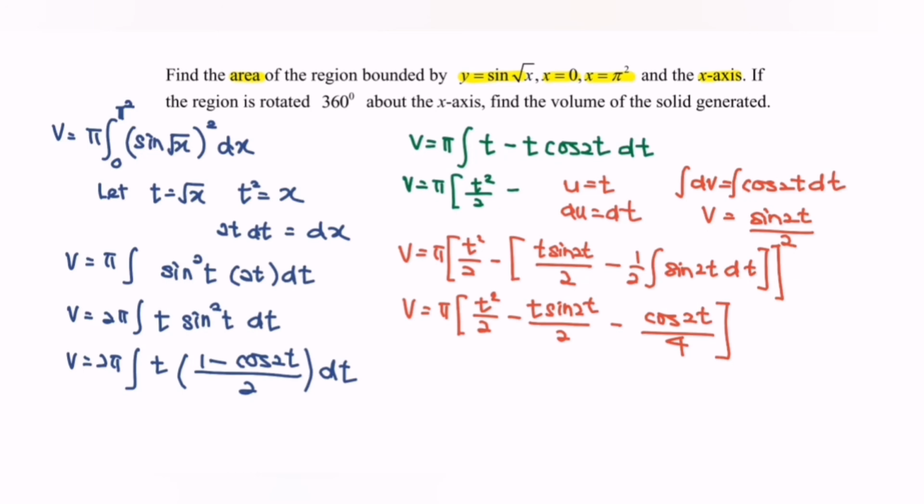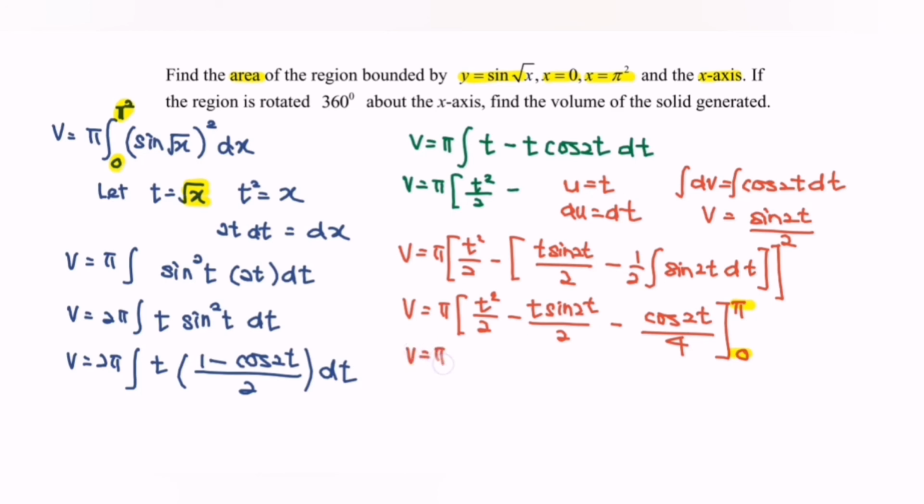Previously I mentioned that we have 0 and pi squared, which are the values for x. So in this case, we have to find the value of t. In order to change the value of x to t, we substitute into this part. If we substitute 0, we obtain 0. If we substitute pi squared, we will have pi. So now we substitute the value pi. Do remember, when using the calculator, make sure the mode is in radian.